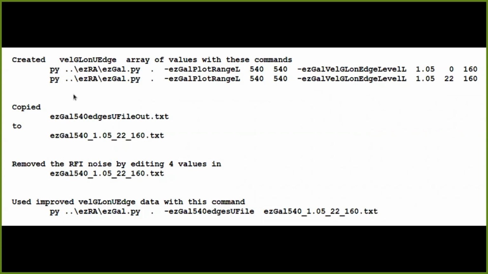Every time ezGal ran, it created a file for plot 540 called ezGal 540 edges. There was an upper one and there was a lower one. Here's the U for upper, file out.txt. Every time ezGal write runs, it will step on this file. So I better copy it to another name. I made a complicated name. You could call it Fred as far as I'm concerned. ezGal 540. And then I put the numbers in here that I had used eventually.